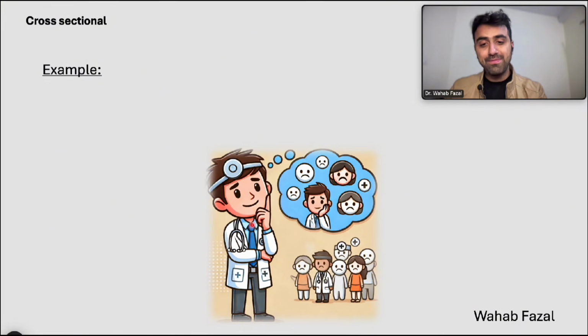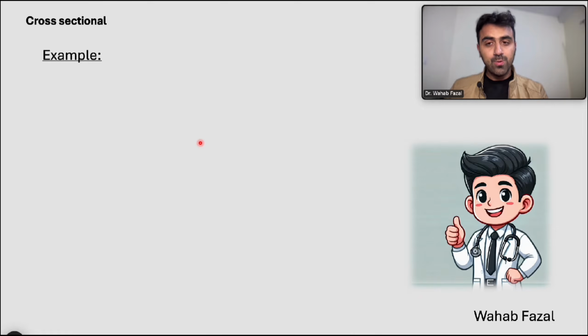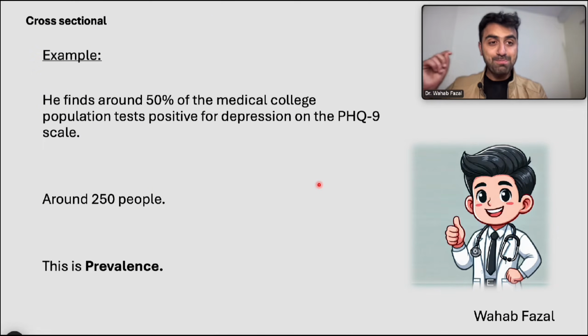So this is our friendly medical student known as Paul Mercurius, and he wants to know how many people in his medical college have depression. So what does he do? He finds out that around 50% of the medical college population tests positive for depression on the PHQ-9 scale. If his medical college has around 500 people, around 250 people have depression. This is prevalence. If you know how many people currently in a population at one point in time have a particular disease, that is prevalence.